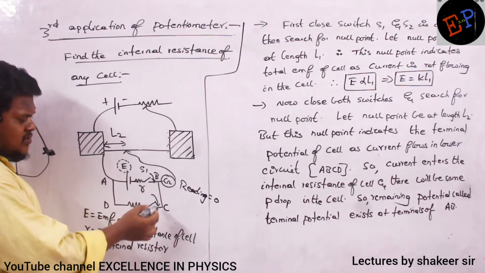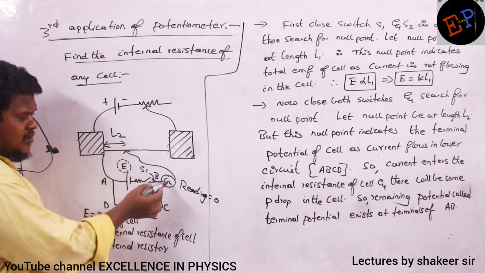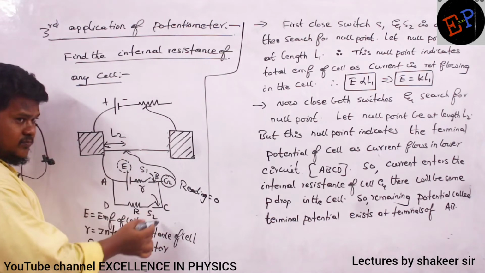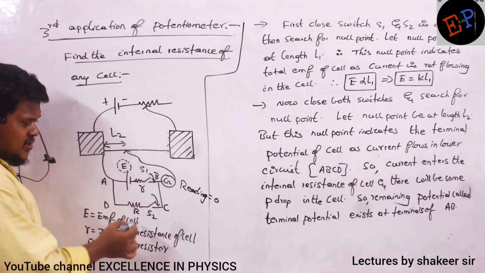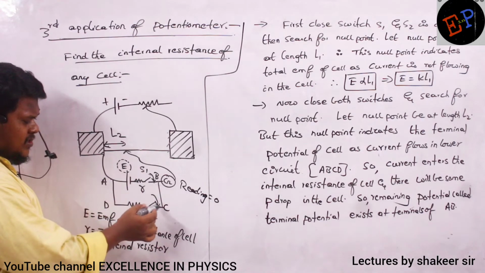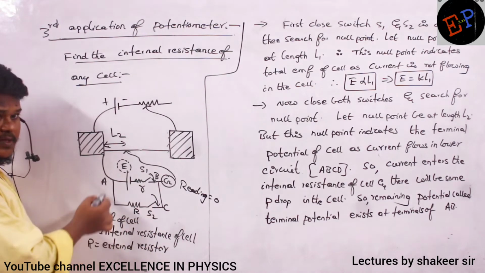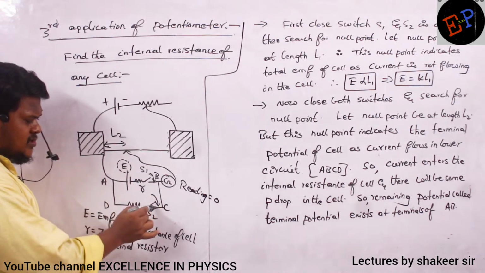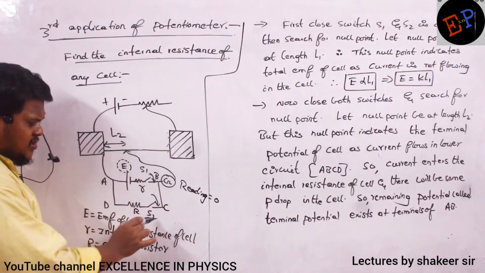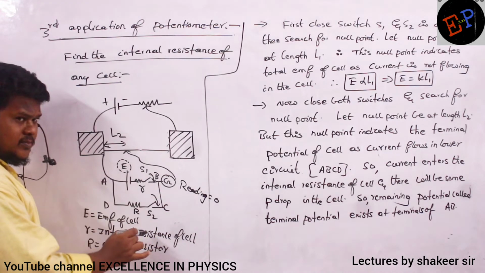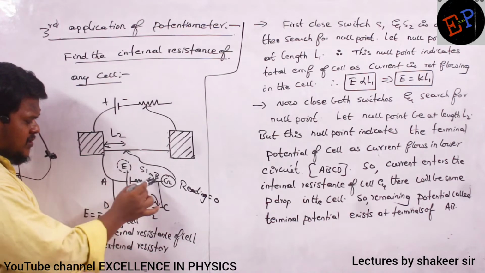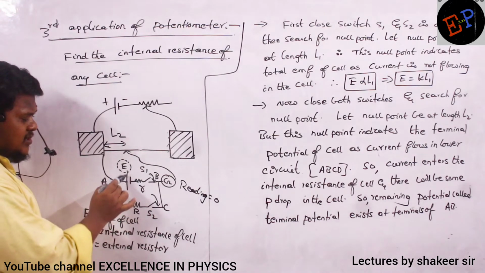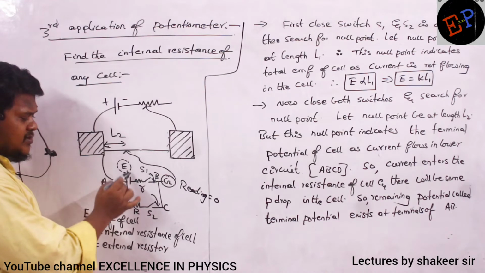When both the switches are closed, current will not flow in the galvanometer, but current will flow in this branch. This is a closed circuit, A, B, C, D will behave like a circuit. Switch S1 is closed, switch S2 is also closed, so the circuit A, B, C, D is a closed circuit. And who is the supply potential here? The EMF. This is the supply battery.